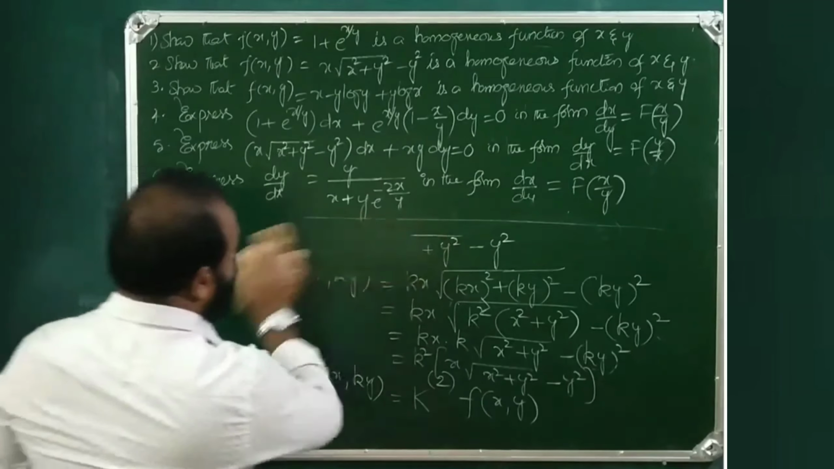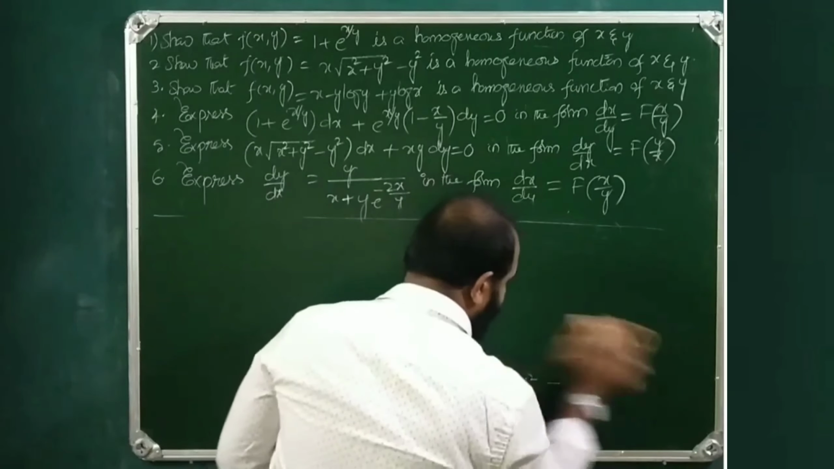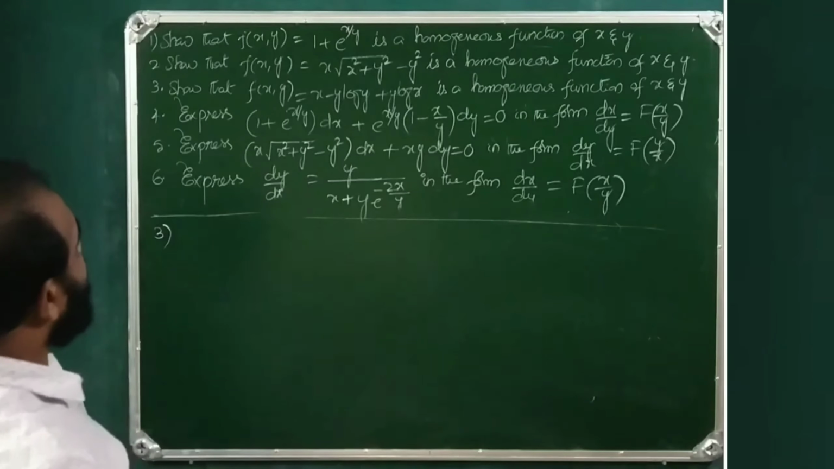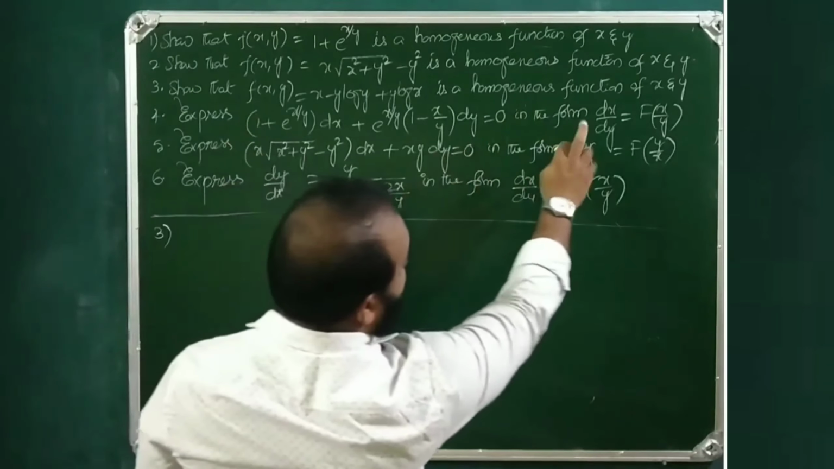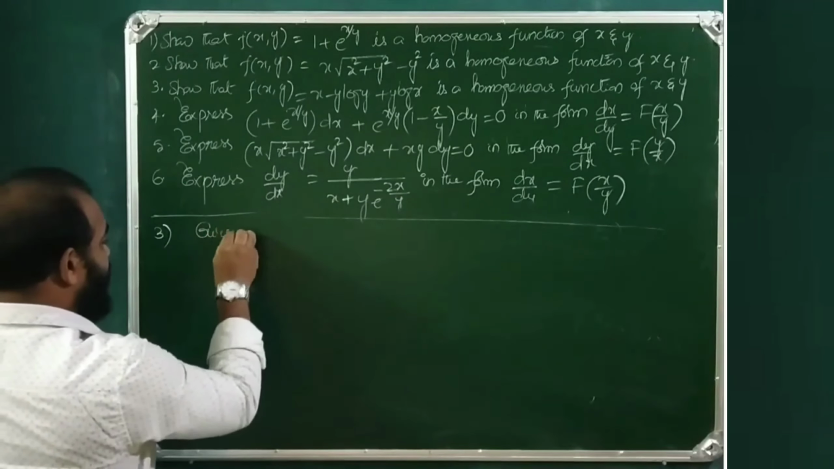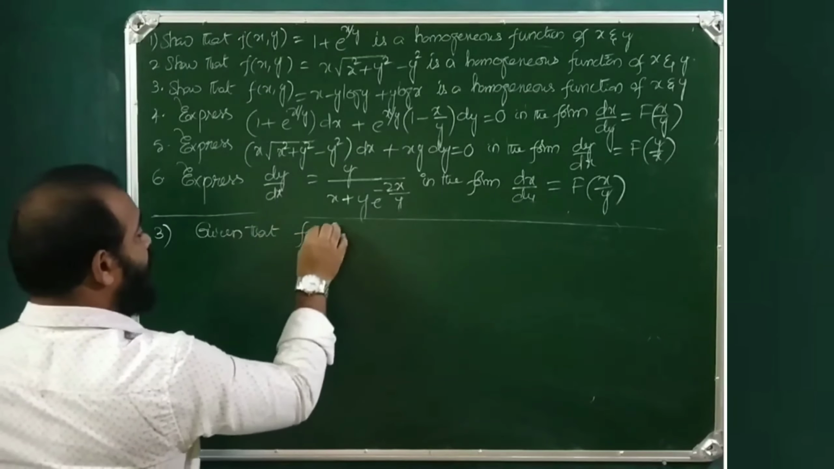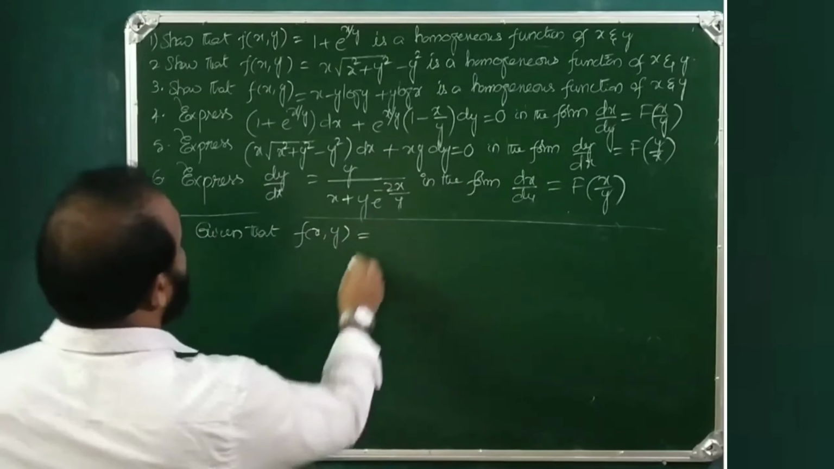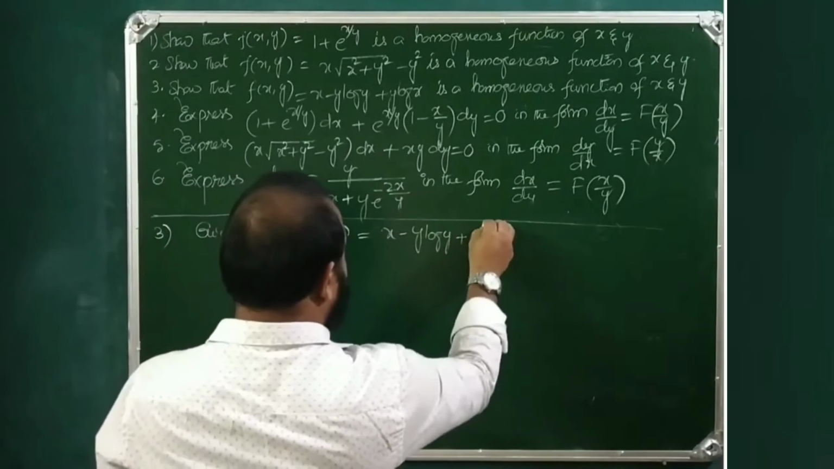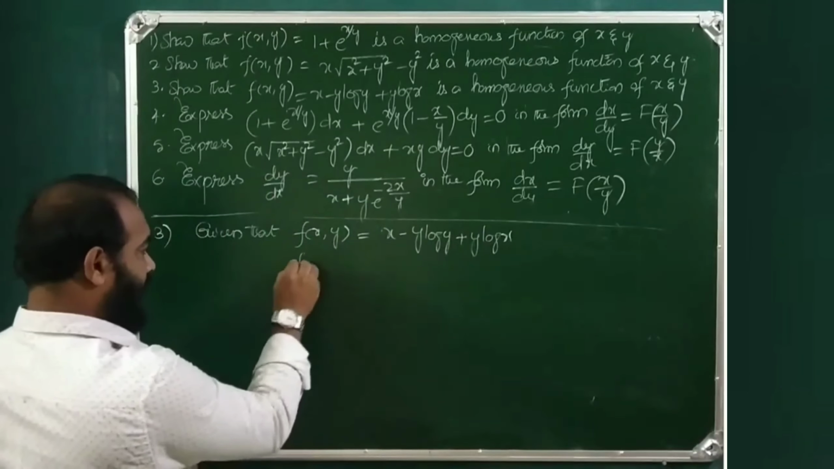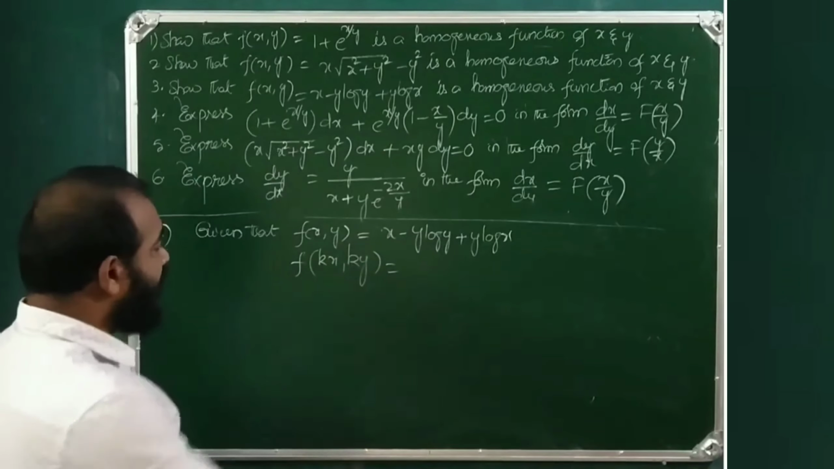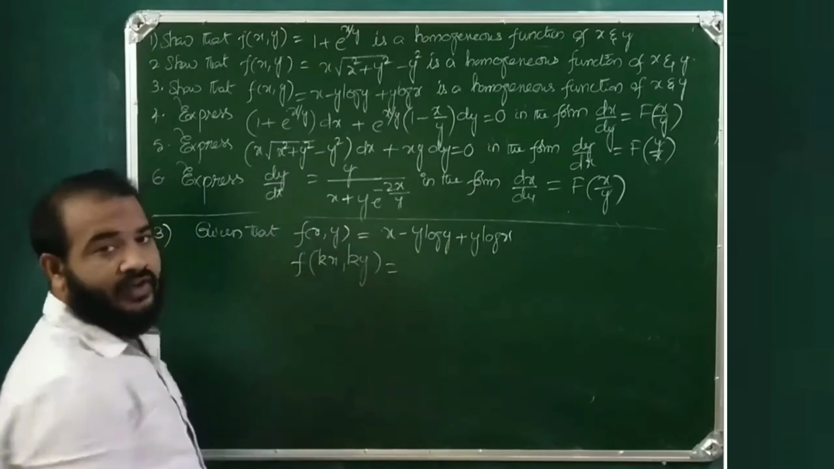Let us try to see the third question now. The third question is, show that f of xy is a homogeneous function of x and y. So again, given that f of xy is equal to x minus y log y plus y log x. So simply, f of kx, ky equals to, simply substitute kx in the place of x and ky in the place of y.